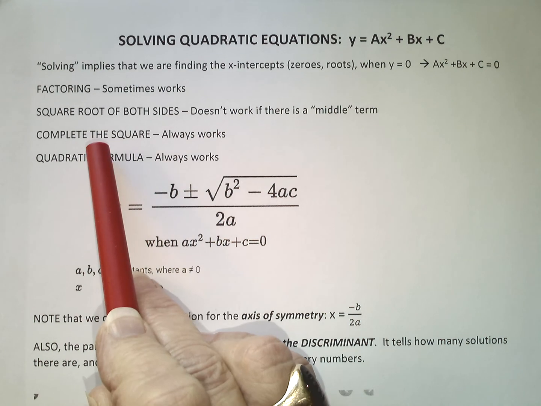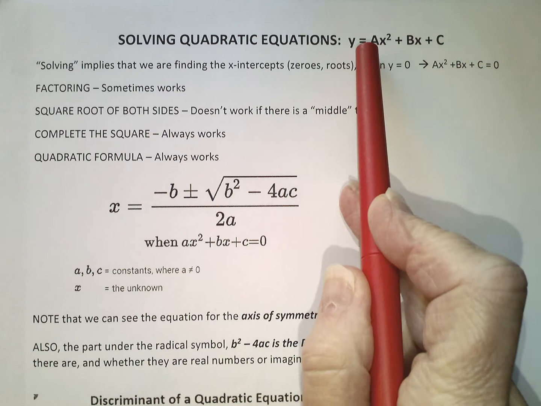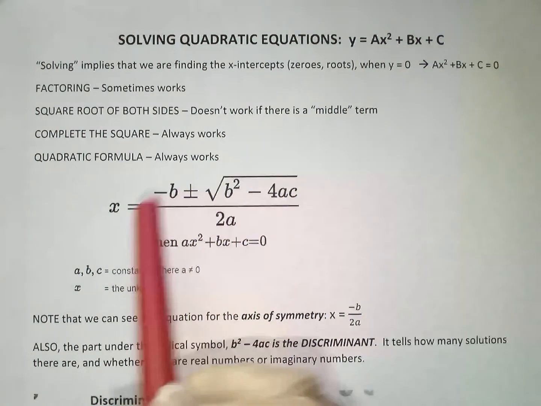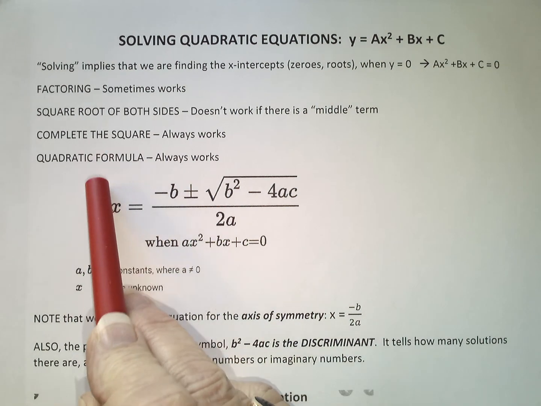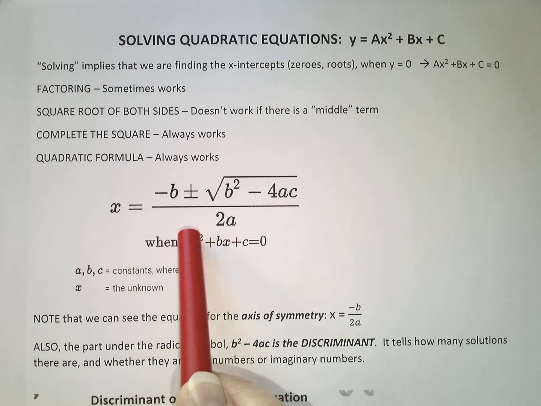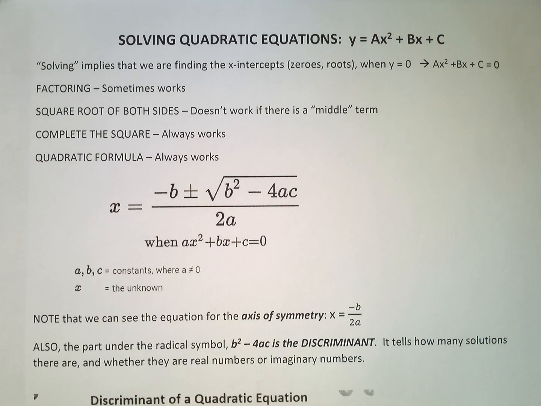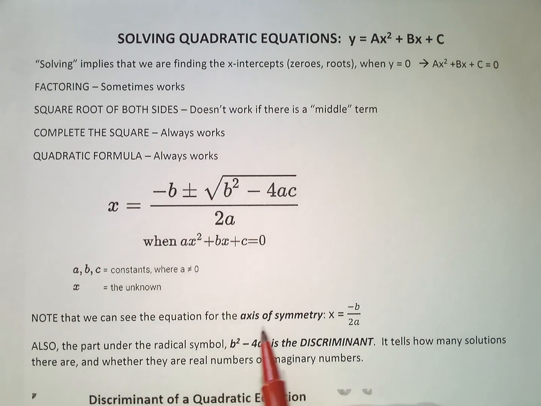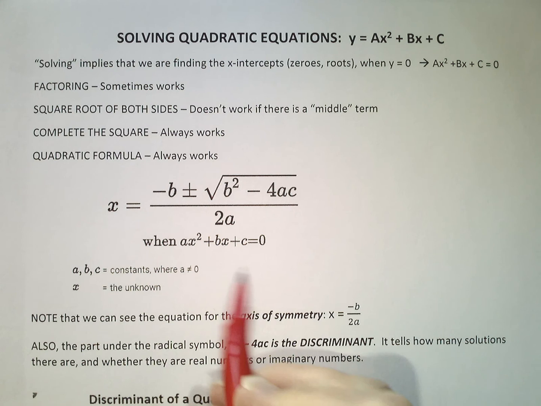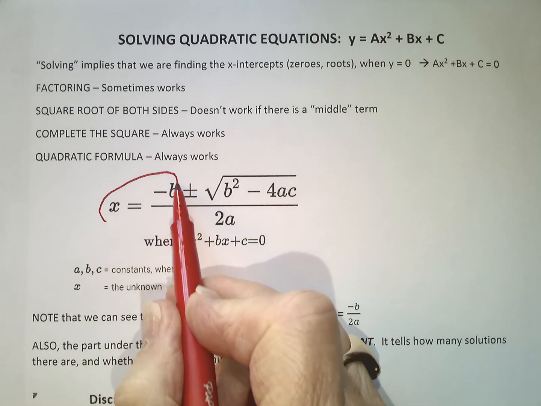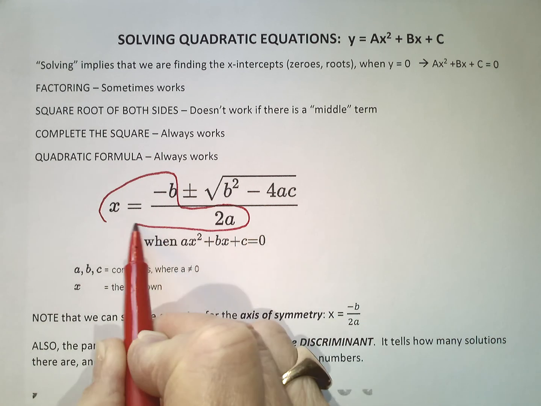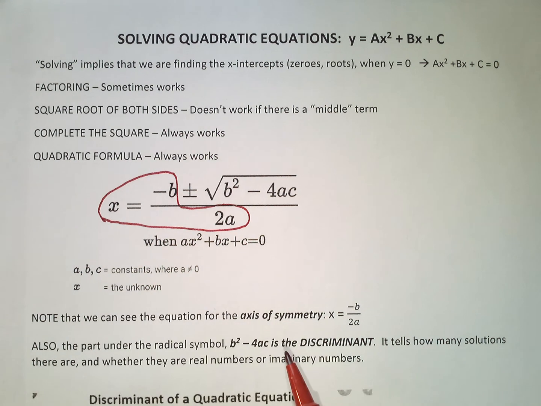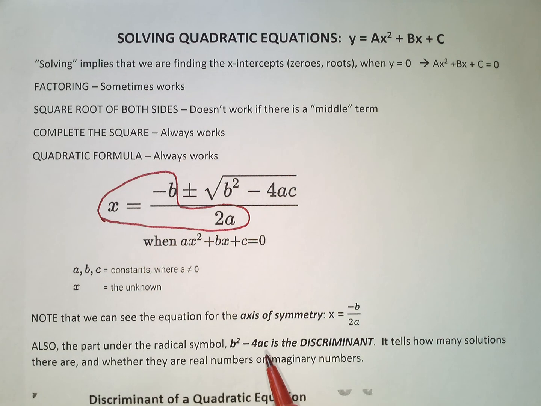And they took completing the square, applied it to the quadratic equation, and came up with this beautiful quadratic formula, which is pretty impressive, and it always works. So before we get into the actual work, I'd like us to please notice that built into this quadratic formula, we have the equation for the axis of symmetry: x equals negative b over 2a. Right there, the equation for the axis of symmetry.